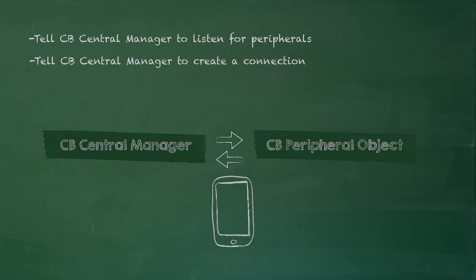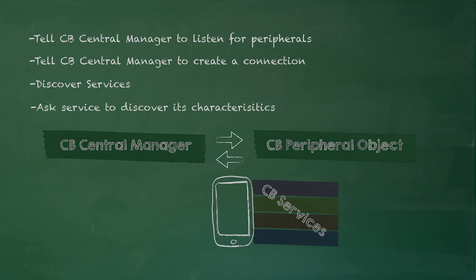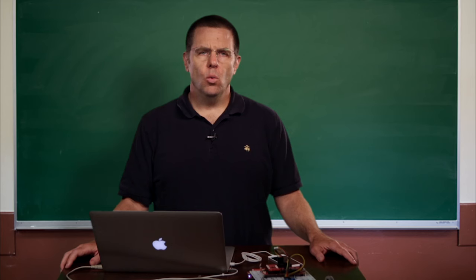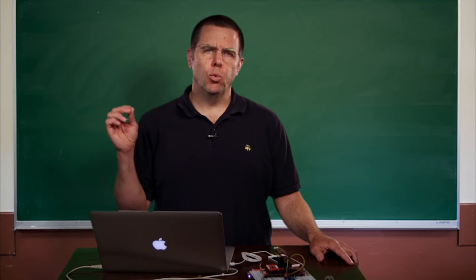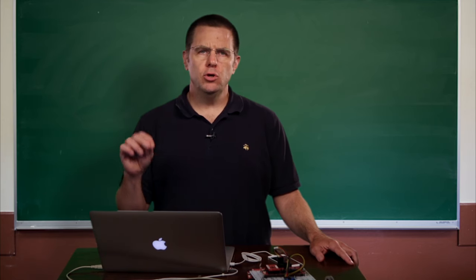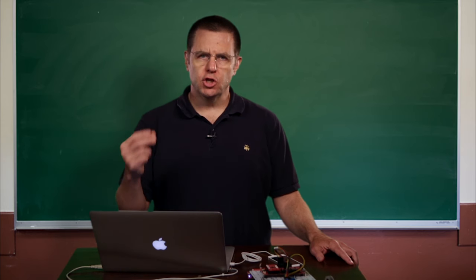Once a connection is made, you can then do a service discovery. Once the service discovery is done, you will have an array of CB services that will be attached to your CB peripheral object. Then you can ask any CB service to discover the characteristics that are part of that individual service. When that is complete, each of your CB services will have an array of CB characteristics attached to it. Once you have a CB characteristic, you can perform actions on that characteristic, like reading and writing. For example, if you want to write the LED with a 1 to turn it on, you use the CB characteristic write function to change the value.